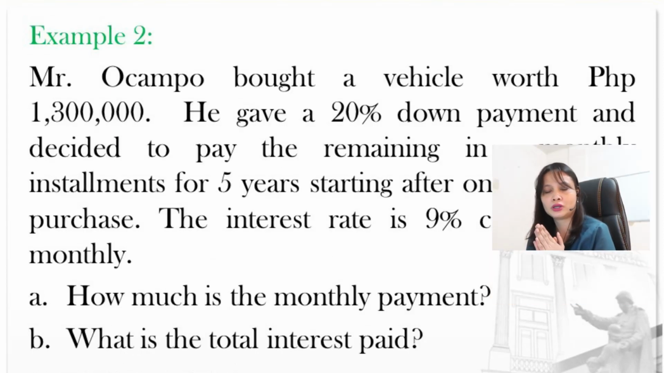Next, number 2. What about question number 2? Mr. Ocampo bought a vehicle worth 1,300,000. He gave a 20% down payment and decided to pay the remaining in monthly installments for 5 years, starting after 1 month of purchase. The interest rate is 9% compounded monthly. So we need to solve for how much is your monthly payment, your regular payment R, and then what is the total interest paid.